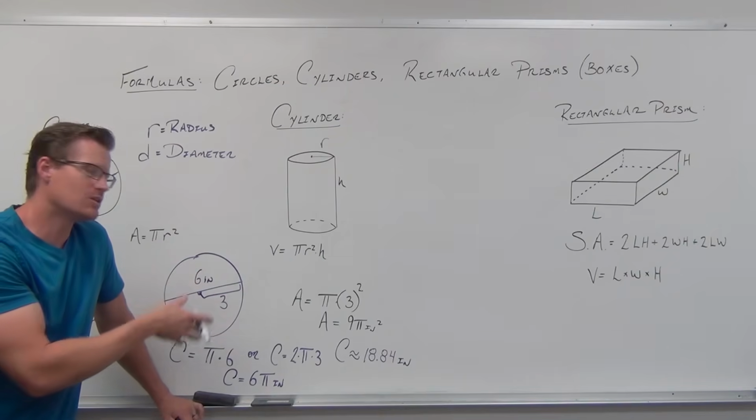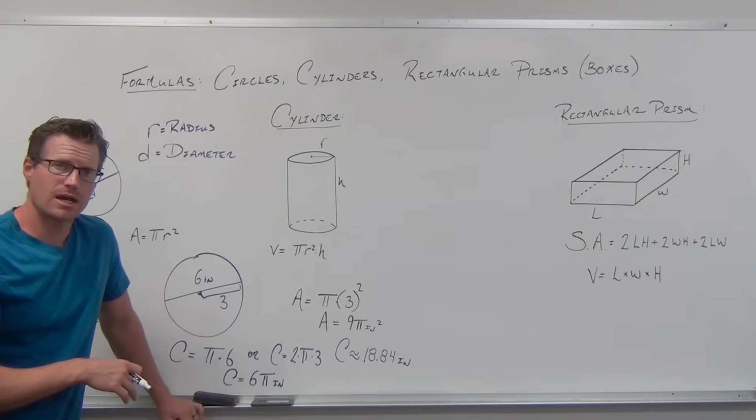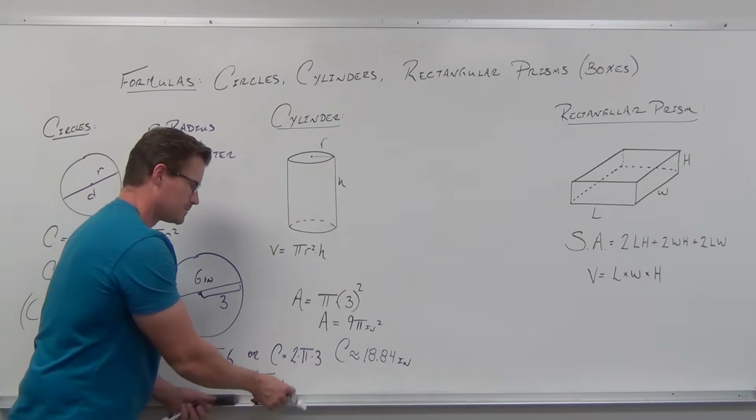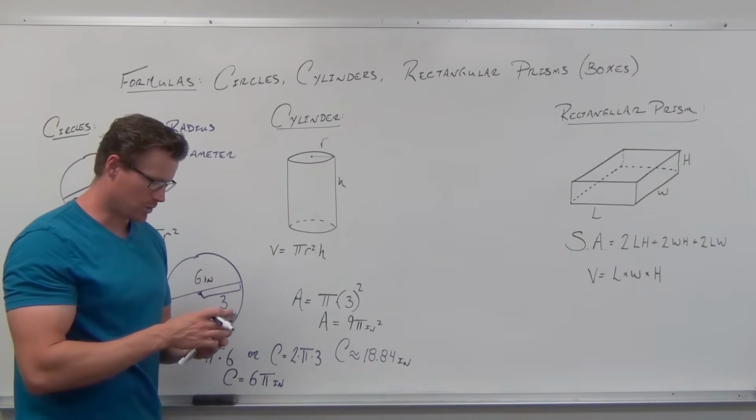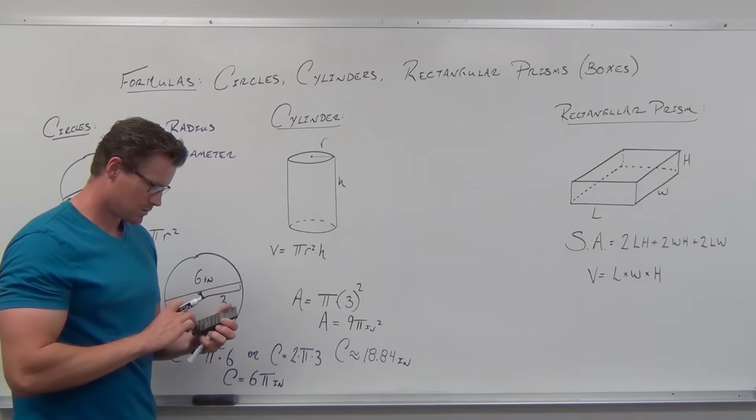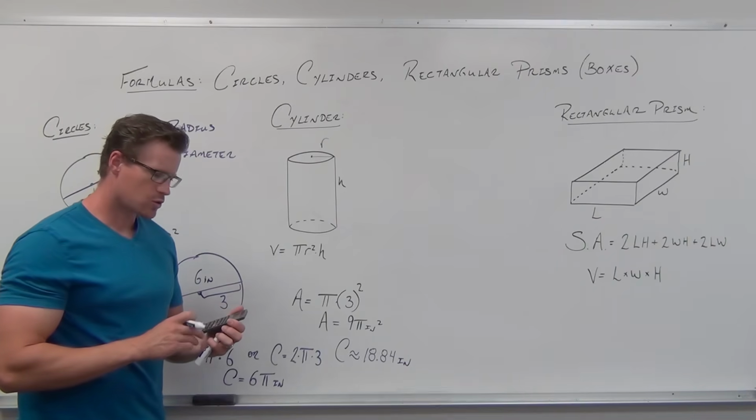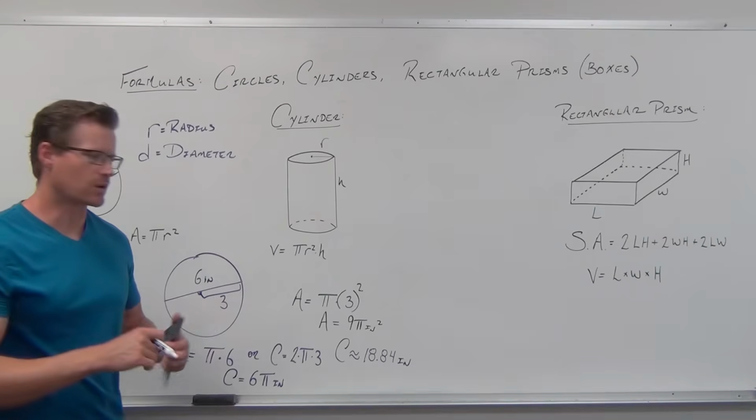If we want to approximate, do the same thing as before. Take 9, multiply by 3.14. So try that now if you would. And get about 28.26 square inches.